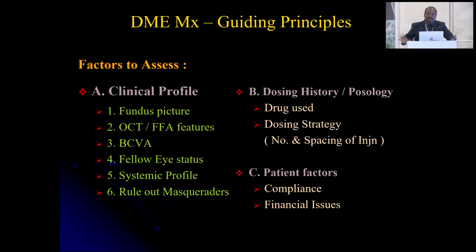Now, when a patient sits in front of us, what are the guiding principles? What are the clinical factors that we need to look at? For that patient, in that eye: fundus picture, OCT, best corrected acuity, but equally important, know the fellow eye status also, and then look at the systemic profile. So use this organized kind of nomogram, and then rule out masqueraders. Also, it's important to know the dosing history or posology: what drug was used, what dosing strategy was used, was it adequate?